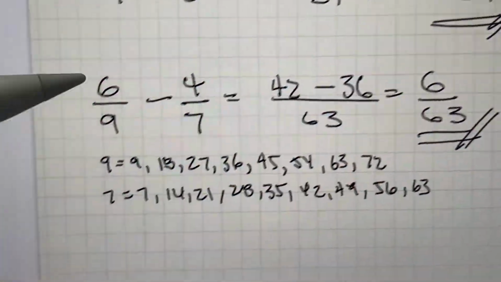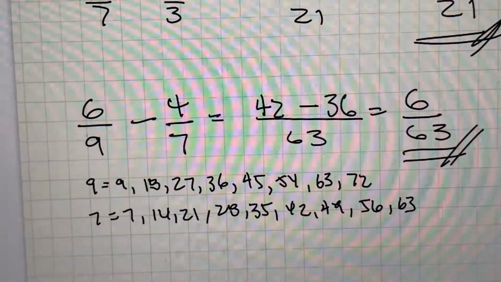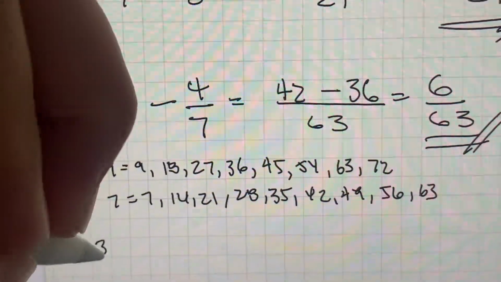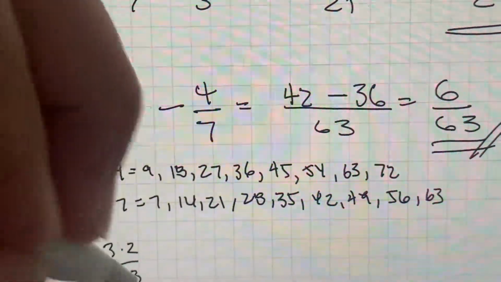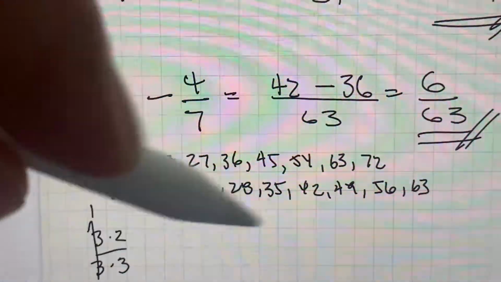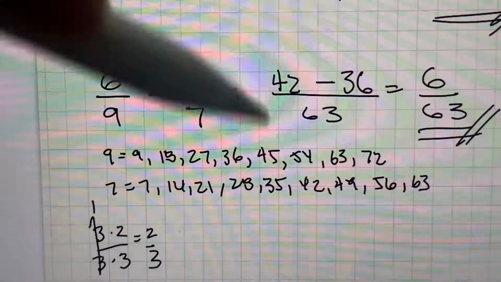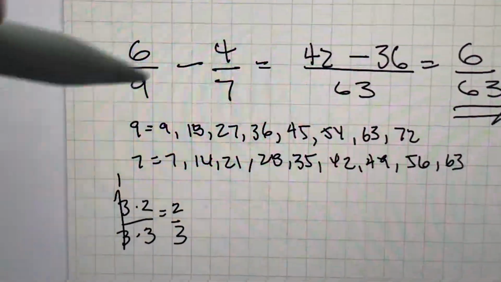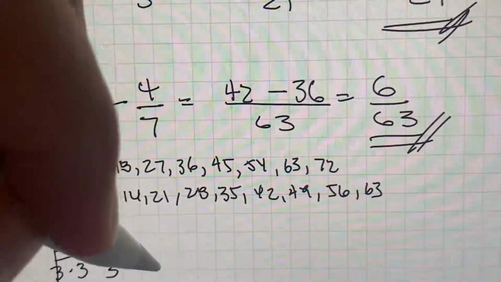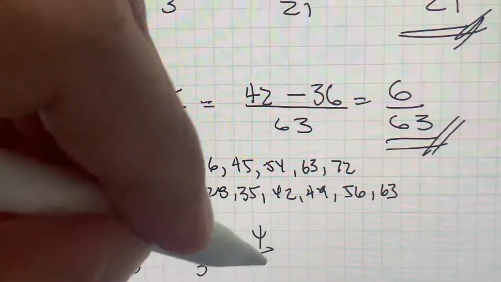I have here 6 over 9. But if you pay attention, I could have simplified this fraction, and I could have said that 6 over 9 is the same as 3 times 2 over 3 times 3. Correct? So that becomes 2/3. So let's see what happens if instead of 6 over 9, I would have simplified and said 2/3 minus 4/7.